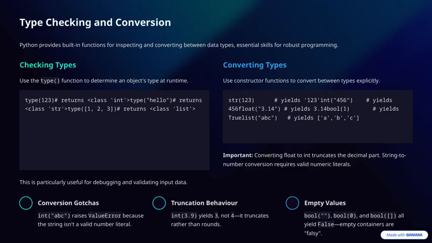So, understanding how to check and convert types effectively allows us to handle data more safely and predictably in our programs, which aligns perfectly with our goal of writing reliable and maintainable code.